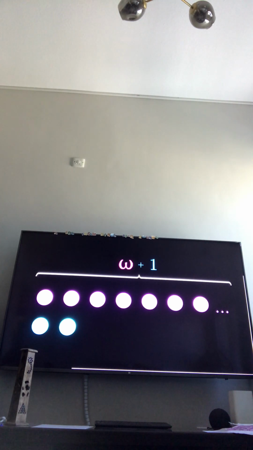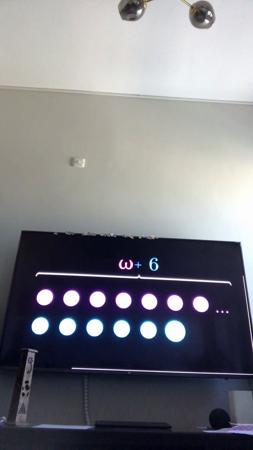We add 2 balls after an infinite number of balls. That's omega plus 2. Omega plus 3, omega plus 4, omega plus 5, omega plus 6, omega plus 7. We can even have an infinite number of balls after an infinite number of balls, which we know as omega times 2. Now that we know how ordinals are counted, let's get back to the fast-growing hierarchy.